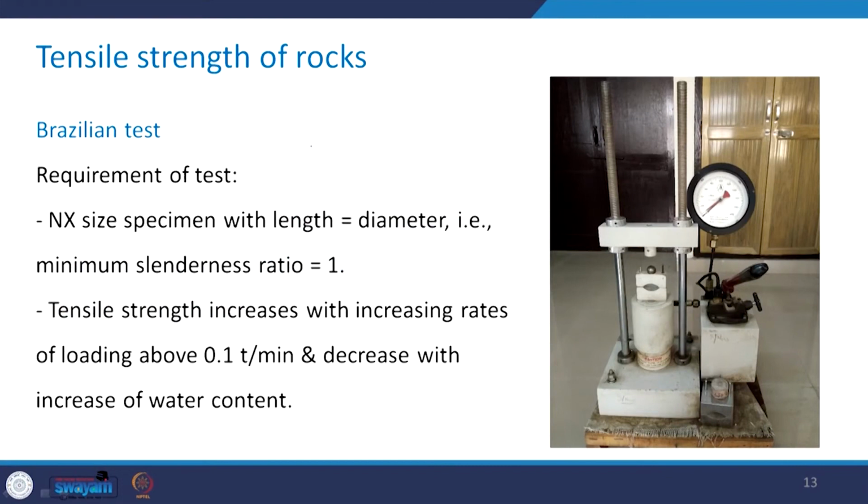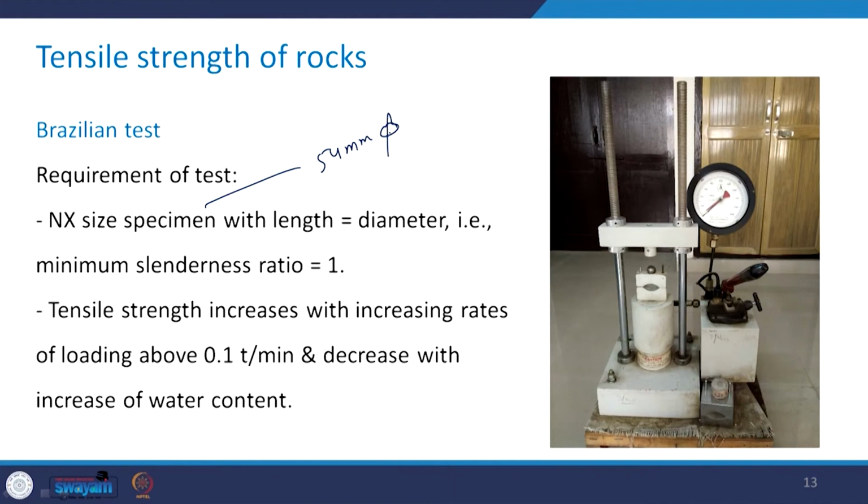The test requirement for the specimen is that it should be NX size. Now, what is the typical characteristic of an NX size specimen? It has 54 mm diameter, with L by D ratio equal to 1. So, the minimum slenderness ratio L by D we will take as 1 in this case again. So, it will be something like this.